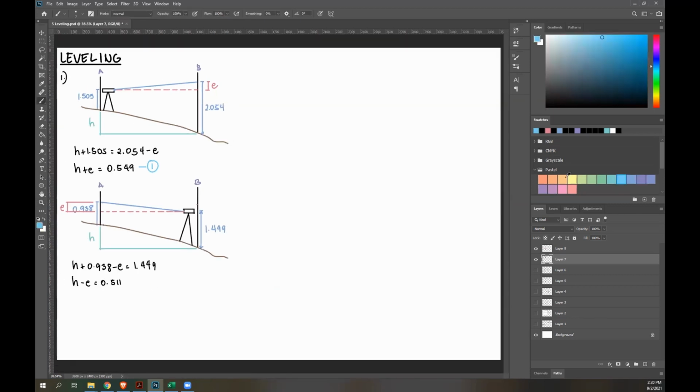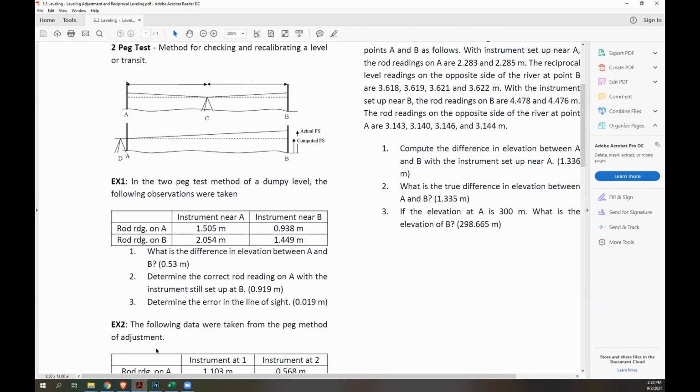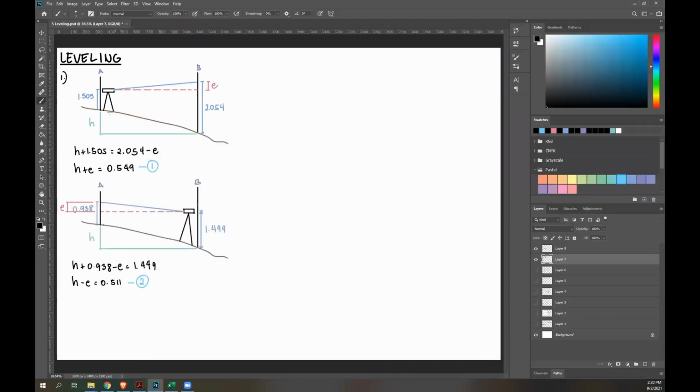Okay, and now that's your equation number 2. So two equations, two unknowns. What we're looking for is, number 1, what is the difference in elevation between A and B? Difference in elevation, that would be the length of this, right? And that's just h. So we'll solve for h.